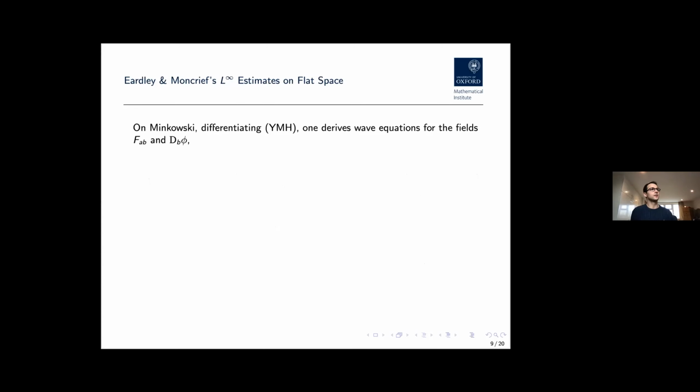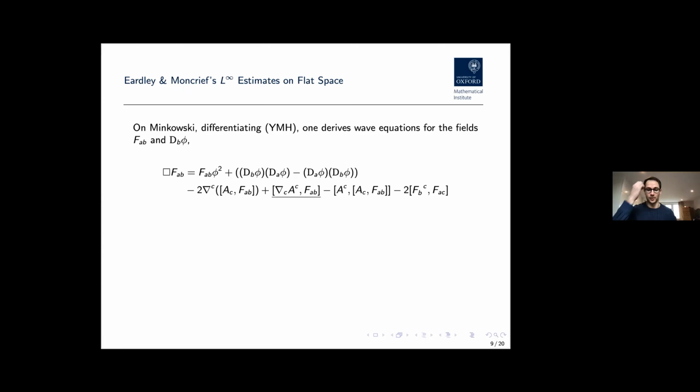Okay, so how do these L-infinity estimates, at least on flat space, work? If one differentiates the Yang-Mills-Higgs equations on flat space, one is able to derive wave equations for the physically relevant fields F and dφ. I should say that Yang-Mills-Higgs is a gauge theory, so there's a redundancy, especially in the Yang-Mills potential, but the fields F and dφ are regarded as physical.